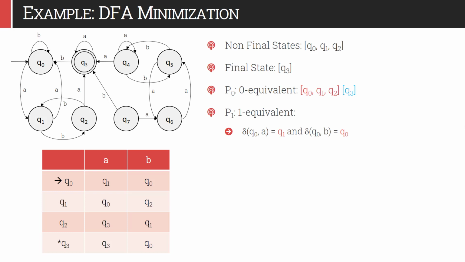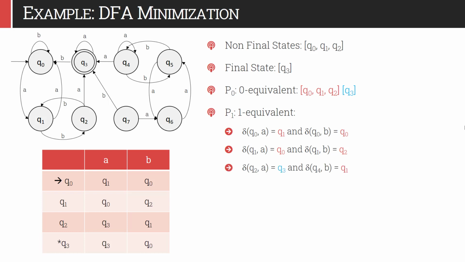So we have to read all input alphabets A and B from all 3 states. Q0 on A will lead to Q1, that is the red set. Q0 on B also leads us to the red set. Next, if we read A from Q1, we are moving to Q0, that is the red set, and on reading B from Q1 again we are moving to the same group. So Q0 and Q1 are definitely not distinguishable as of now.